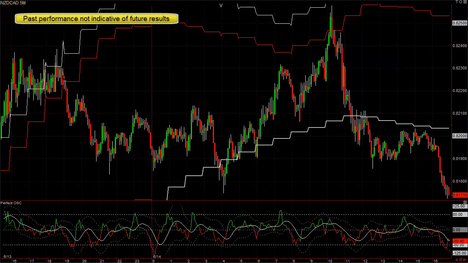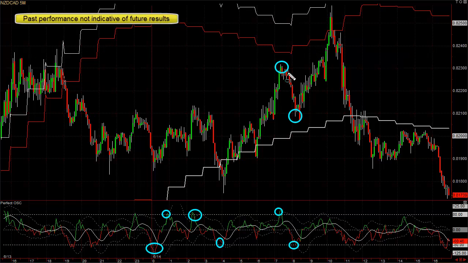Before I end today's video, I'd like to showcase our perfect oscillator. When this hits the plus 80 and minus 80, probably 70 to 80% of the time you're going to get a reversal, especially if it's in the direction of the trend. So earlier the trend was up, so it's kind of chopping around here, but clearly it made a higher high here. This is a phenomenal buy.